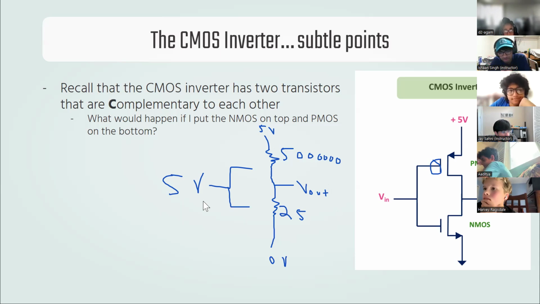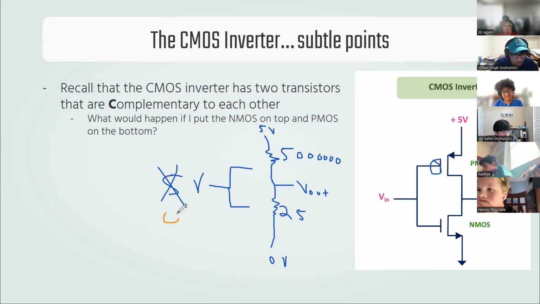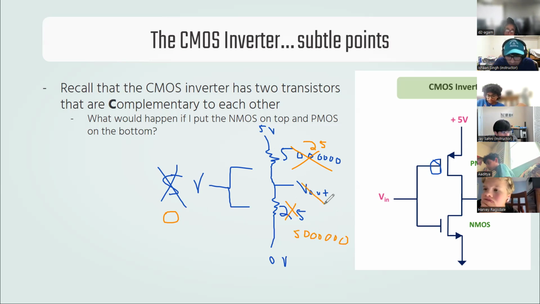About 0 volts. It's like 0.001 volts. It's just a number very close to 0, okay? Now, if this is instead 0 volts over here, this is instead going to be 25 ohms. This is instead going to be 55 million ohms, okay? And then V out is going to be actually 5 volts, okay?